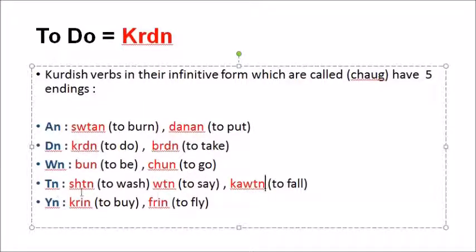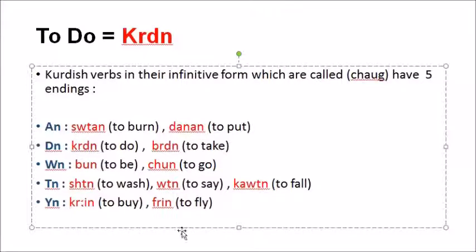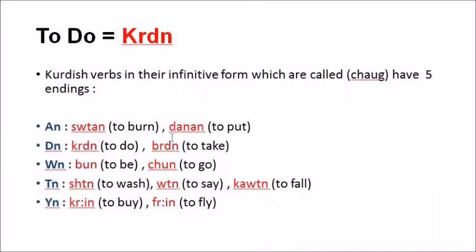Tin, for example, is as in the verb shtin, which means to wash. Wutin means to say. Kautin means to fall. Then we have E and N. We have krin, which means to buy. Frin means to fly. So yeah, that's all just basic information about Kurdish verbs.